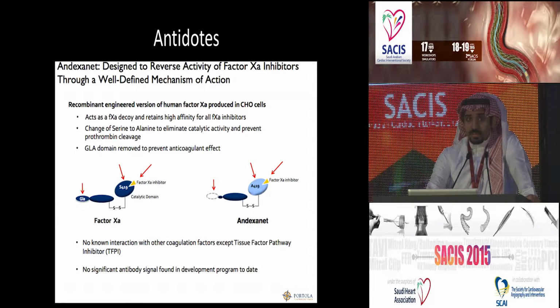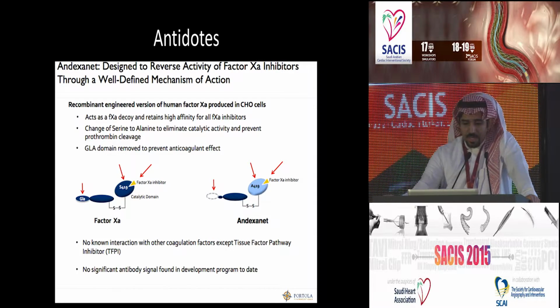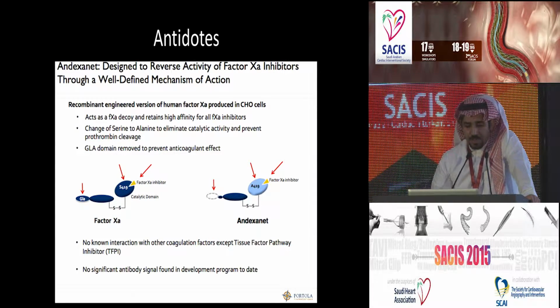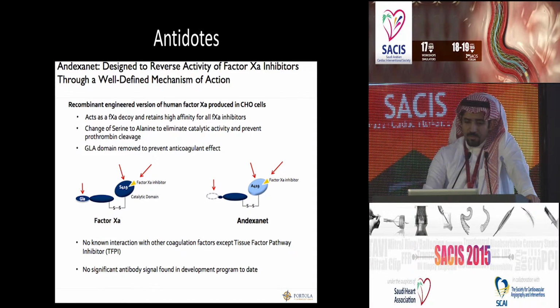What about the antidotes? Recently introduced, there is a new antidote, which is basically a recombinant glycoprotein that has the serine at position 419 switched to alanine, and basically deactivates apixaban. I think there is a randomized controlled trial going on at this point in time with rivaroxaban as well as apixaban.